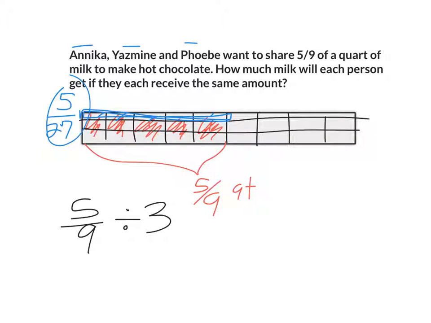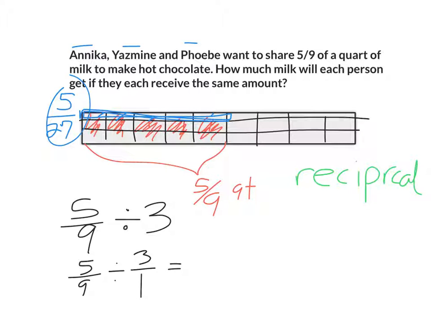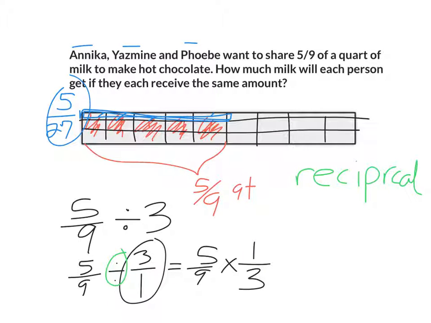So 5/9 divided by 3. We know that it's really 5/9 divided by 3 wholes. And we can use, here's our brand new fancy word, the reciprocal, to actually show that it'll be 5/9 times 1/3. So when we do the reciprocal of this second fraction, we also need to do the reciprocal of the operation. So the reciprocal of division is multiplication. The reciprocal of 3 wholes is 1/3.